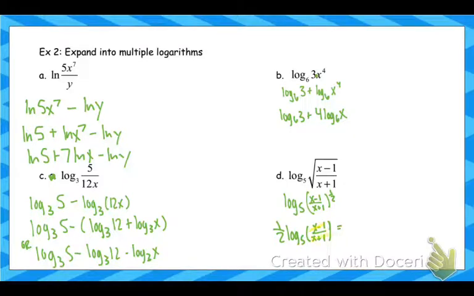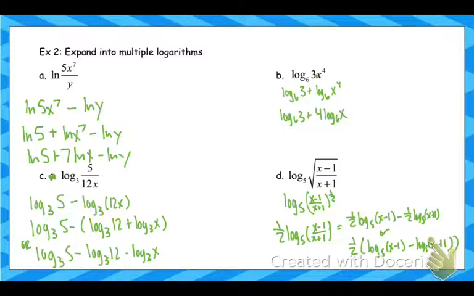The x minus 1 and the x plus 1 are going to stay where they are. There's nothing we can do with that. So this is going to become 1/2 log base 5 of x minus 1 minus 1/2 log base 5 of x plus 1, or you could just have that 1/2 in parentheses. Whichever one makes more sense to you. So either one of those is okay. Again, we can't distribute that to that argument. The x minus 1 has to stay as that argument. There's nothing we can really do to change it.